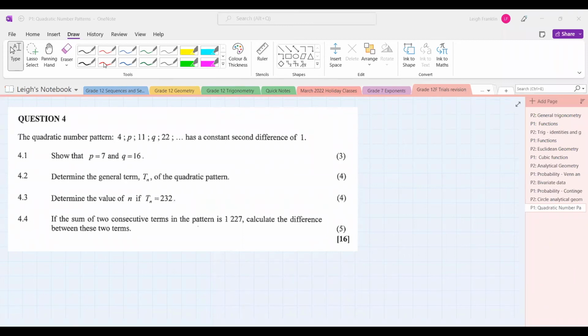Okay, I see what you guys are getting at here. I think what you mean is you want me to write down the 4 and the P and the 11 and the Q and the 22, and then work out our differences. So let's do that. Here, this would be P minus 4. This would be 11 minus P. This would be Q minus 11, and this would be 22 minus Q. What would that be?